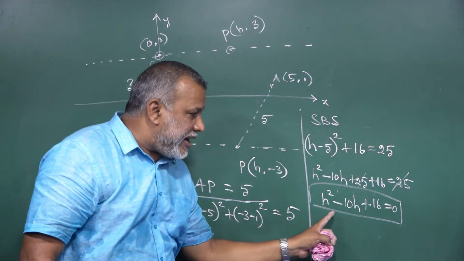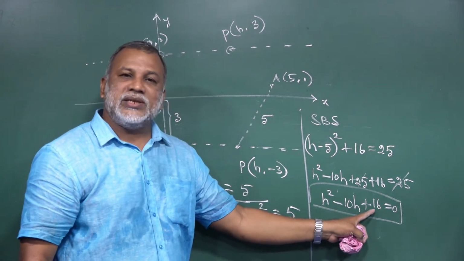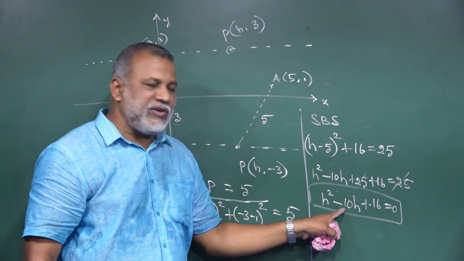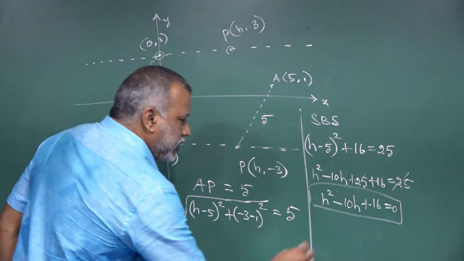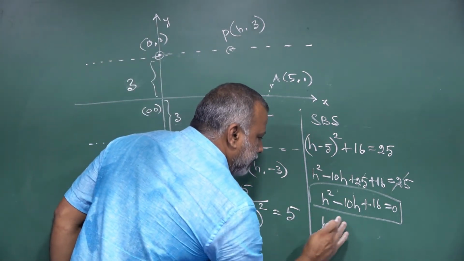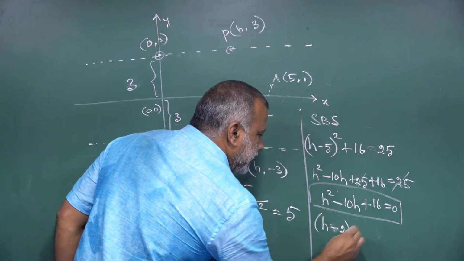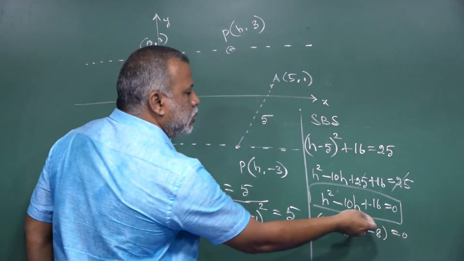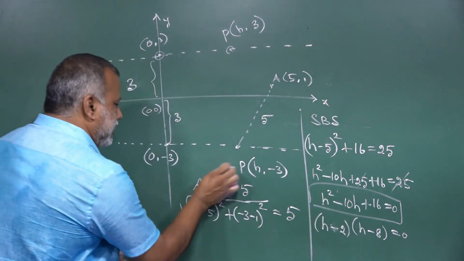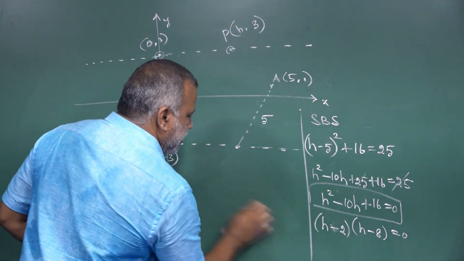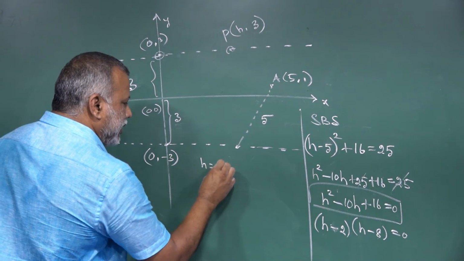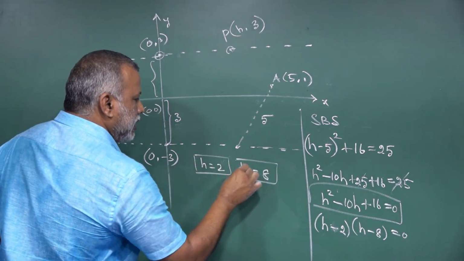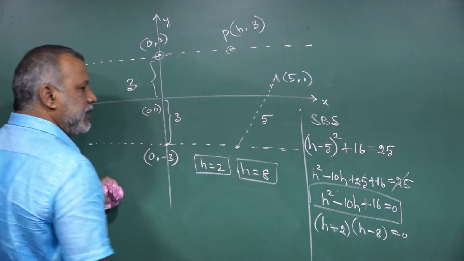Now it can be factorized. We need two numbers whose multiplication gives 16 and whose sum gives minus 10. Therefore I can write (h minus 2)(h minus 8) equal to 0. These are the two factors. From this I can get the values of h: h equal to 2 and h equal to 8.